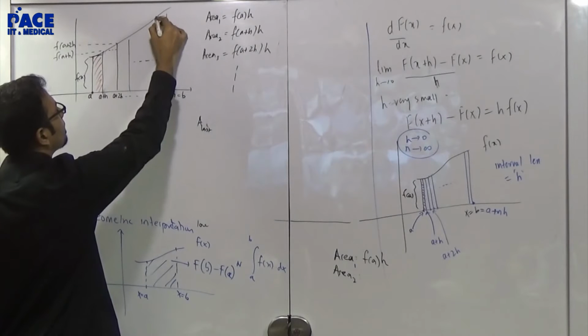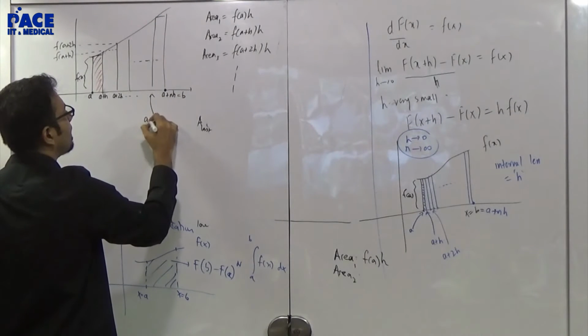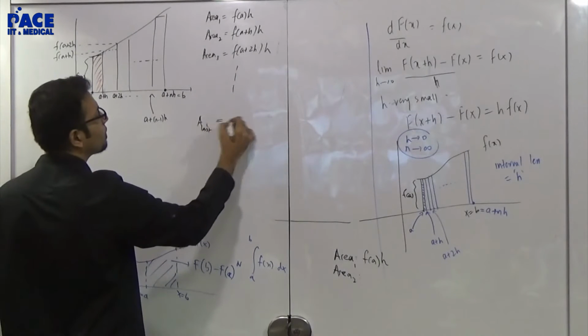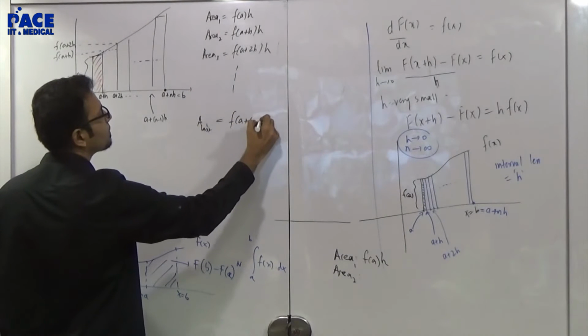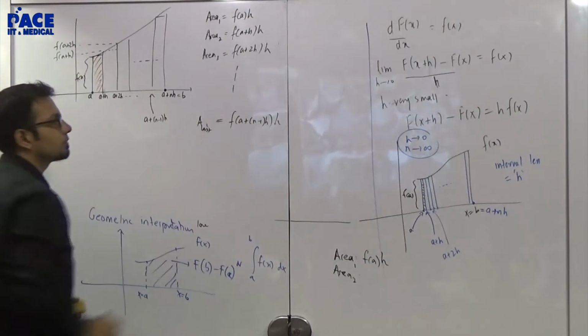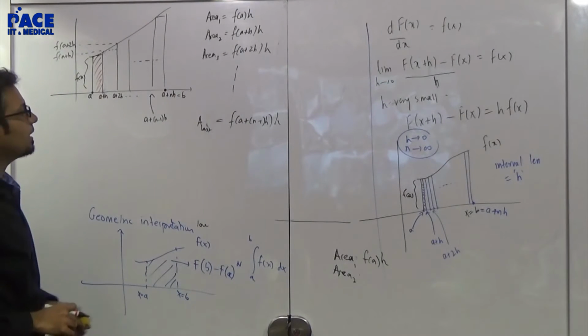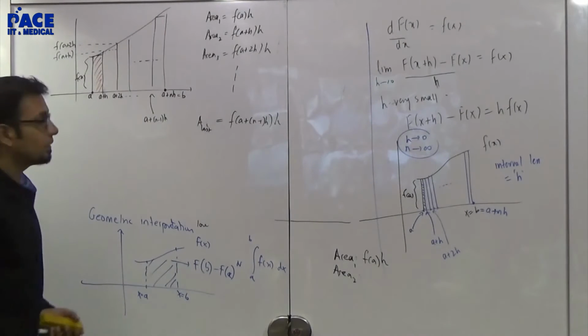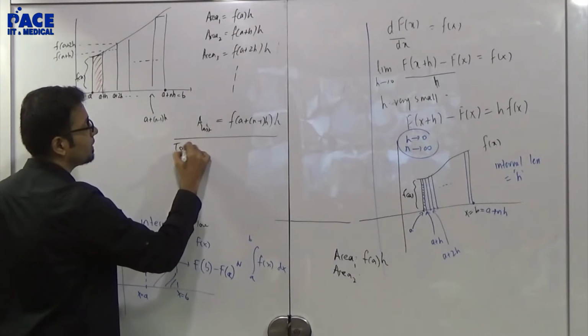The last area would be a plus n minus 1h, so this would be f of a plus n minus 1h into h. Is that clear? This would be the last area. And now we add them up and that gives the total area. Now, this would be the total.